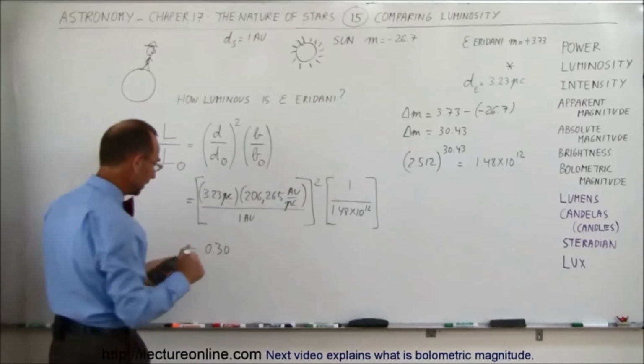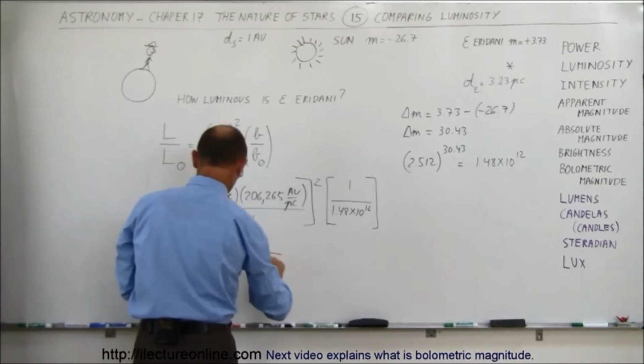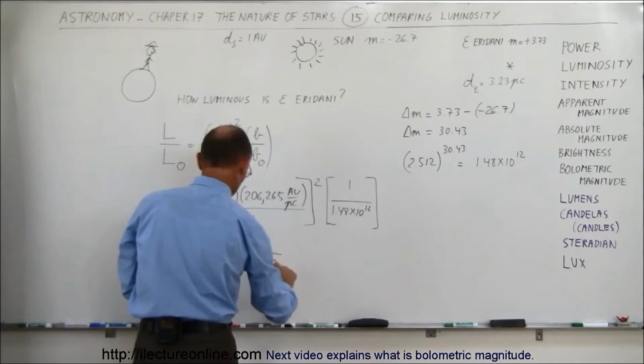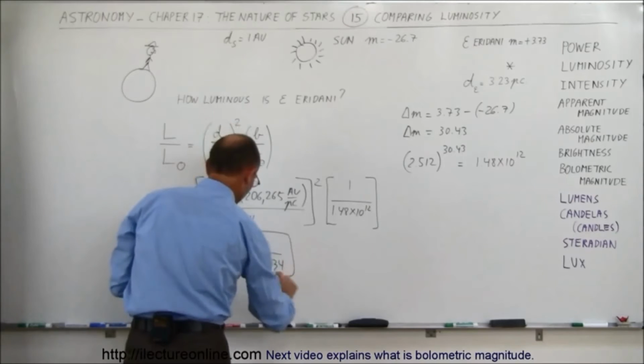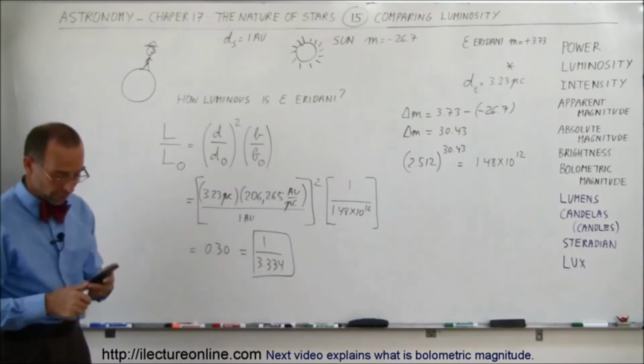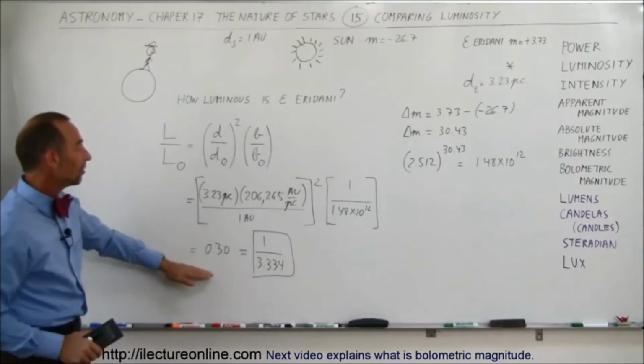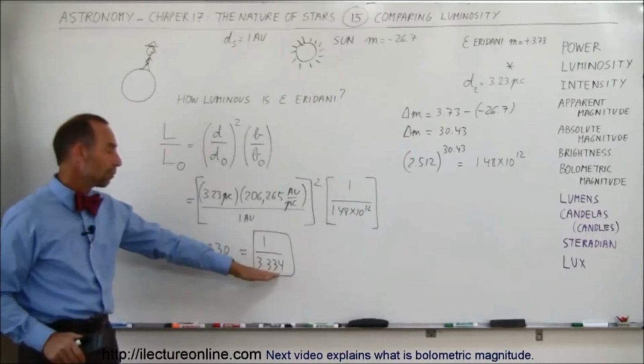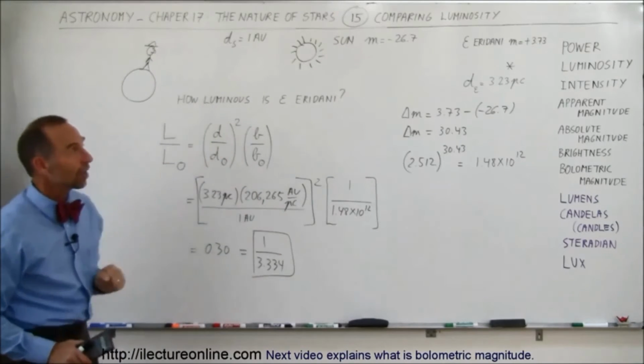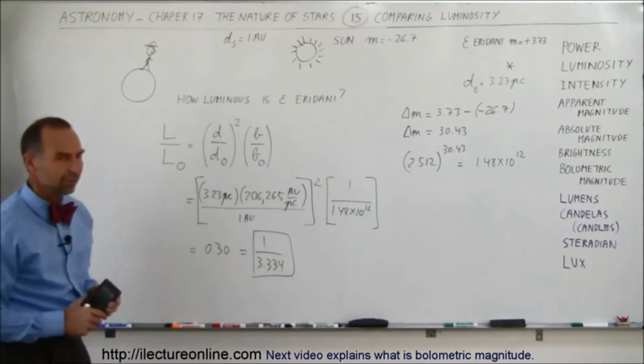If you take the inverse of that, so that would be equal to 1 divided by 3.334. And that's the relative luminosity between the sun and the star of interest. So what that means is that the sun is 3.334 times as luminous as epsilon Eridani by this calculation.